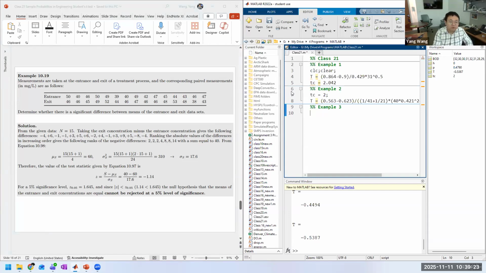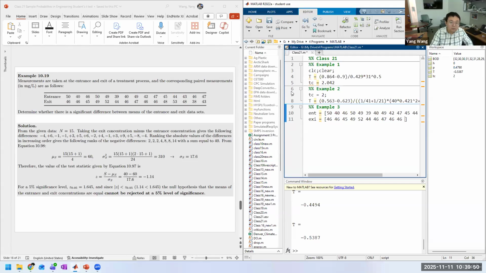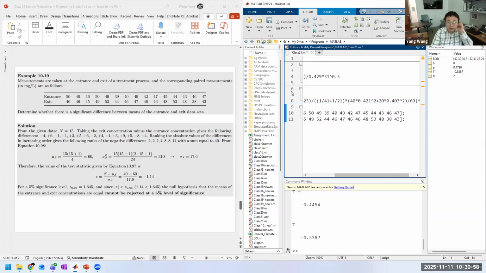So we can first put our entrance here: 40, 50, 40, 46, 50, 9, 9. Okay, so this is our entrance. We have our exit. So these are our data sets.